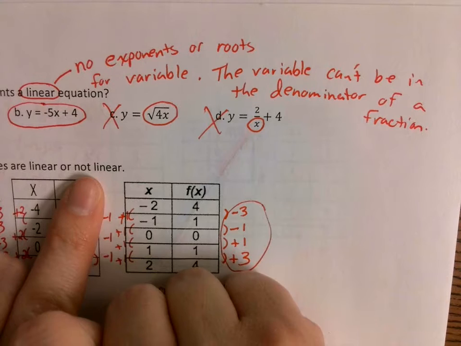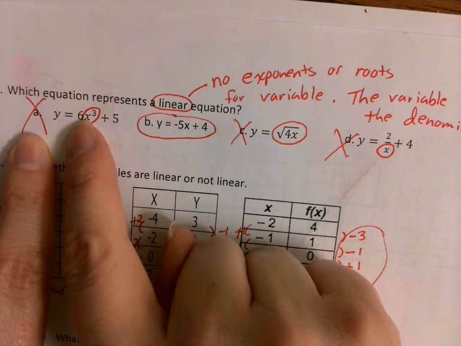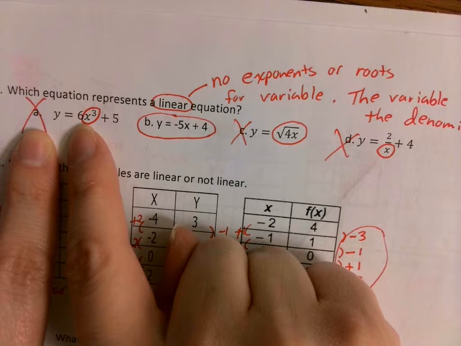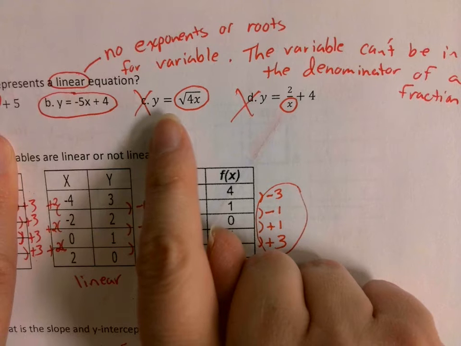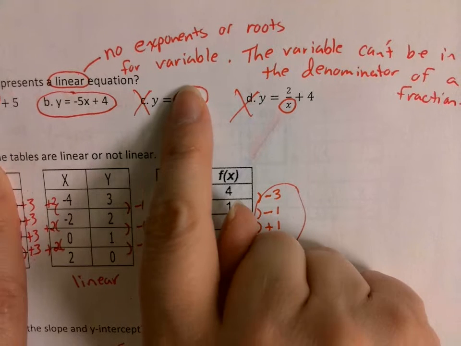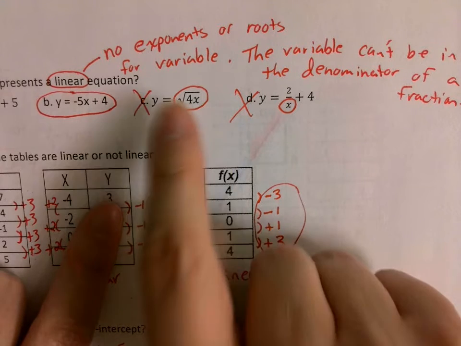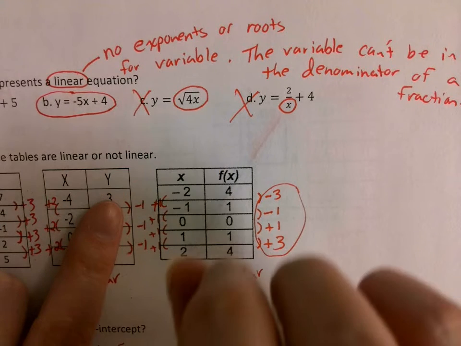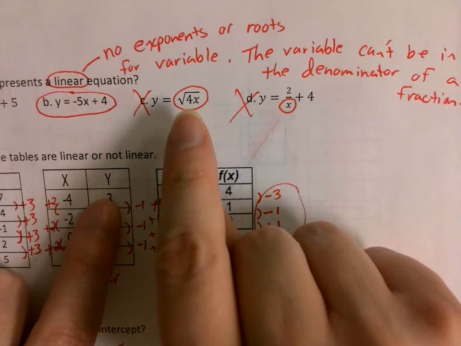Those are big no-nos. That's why we were able to get rid of function A, because x cubed. And we were able to get rid of function C because the square root of 4x, which would technically be 2 square root of x. You cannot have an exponent for your variable. You cannot have your variable inside of a root.